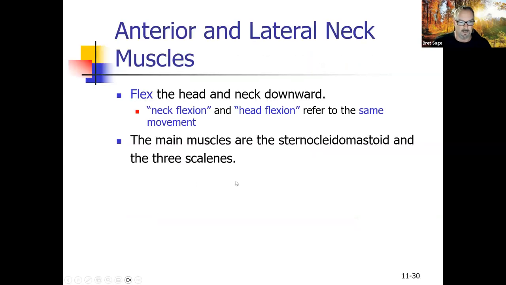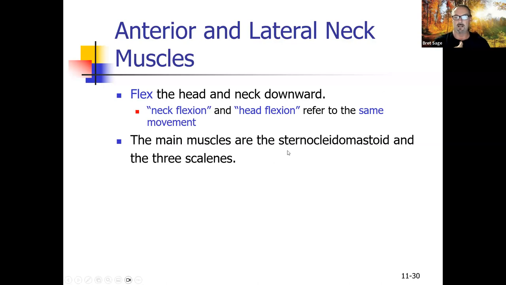Anterior and lateral neck muscles flex the head and neck downward. Neck flexion and head flexion refer to the same movement. That's basically putting your chin down to your chest. Main muscles are the sternocleidomastoid and the three scalenes. Sternocleidomastoid is one of my favorite muscles because the three places it attaches give it its name.